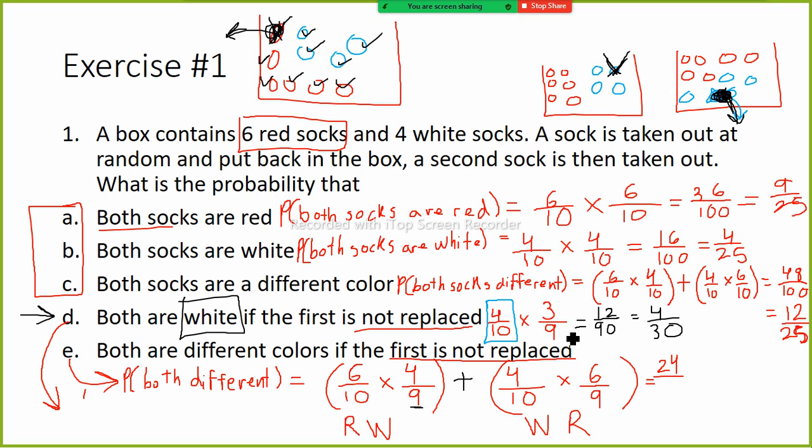Okay. All right, so 6 times 4 is 24. So you understand how we get the 3/9, Albanique? Yes, sir. Okay.